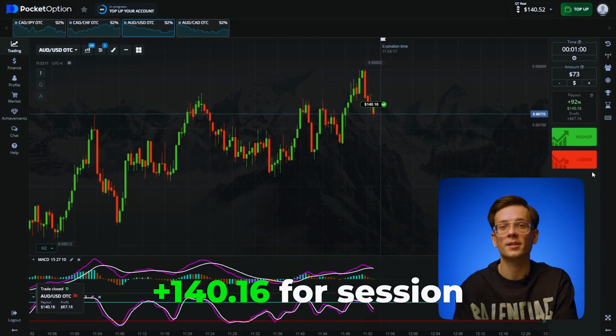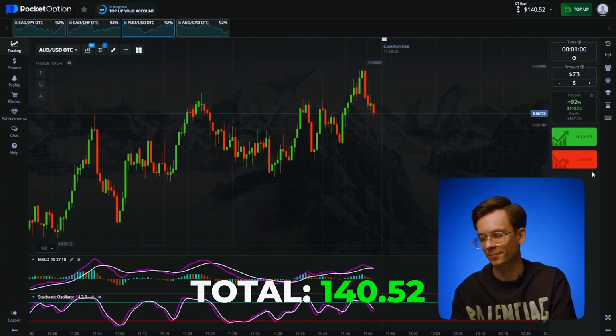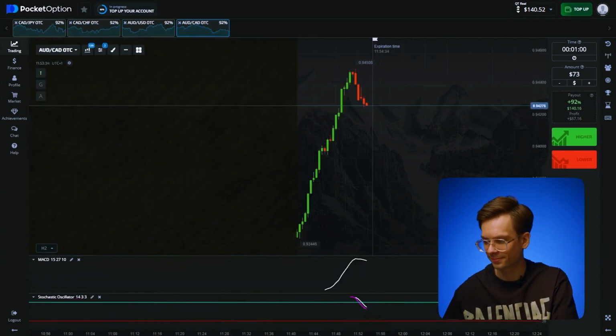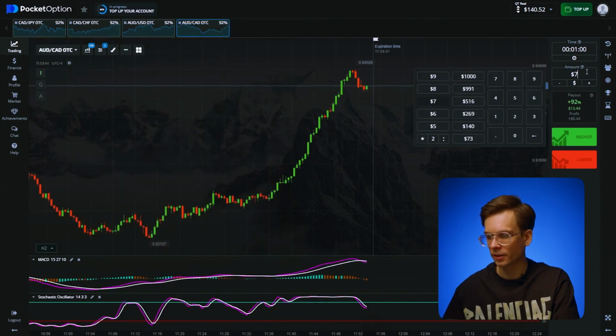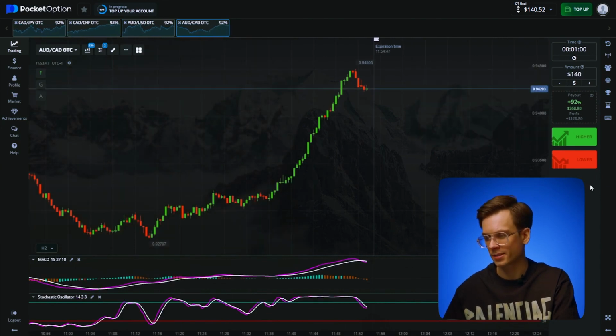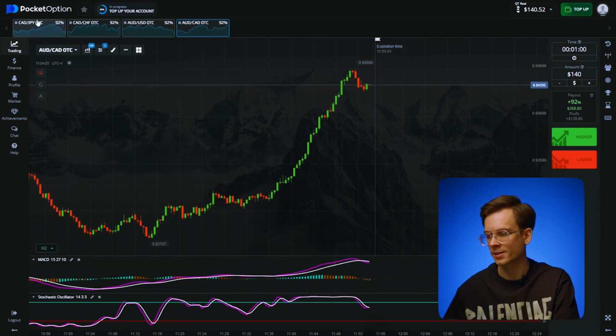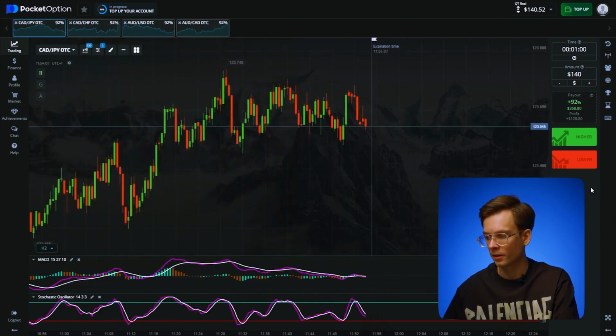Another great trade, things are looking up. Let's continue. The Australian and the Canadian are showing mixed signals on the chart. I'll skip it and head straight to the Canadian dollar and yen.